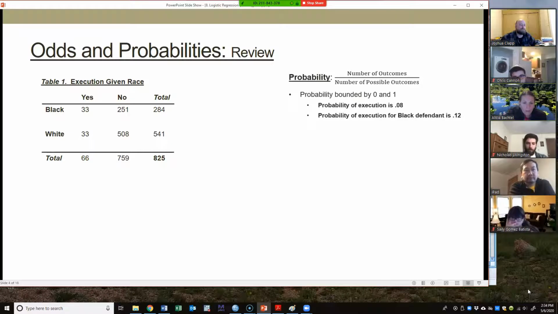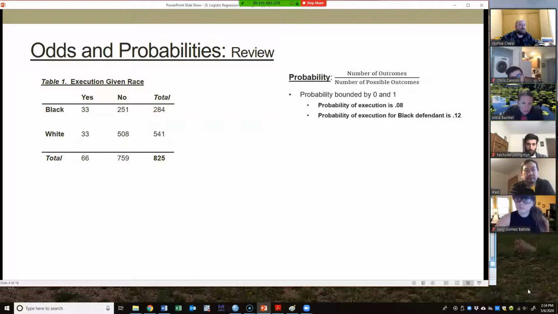The number of outcomes divided by the number of possible outcomes. Yeah, and where am I getting 0.08? So the 33 divided by the 825. Okay, so close. How many?